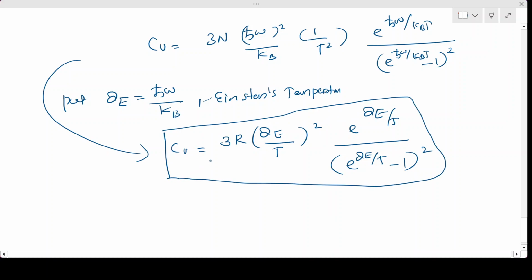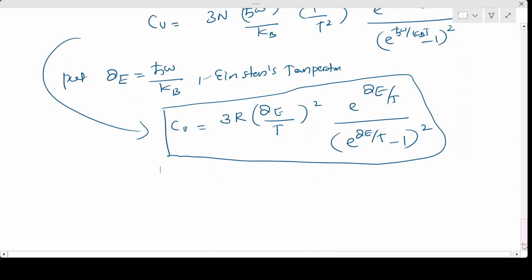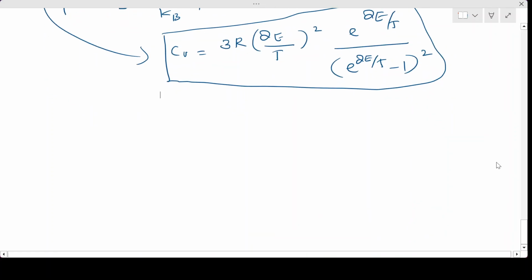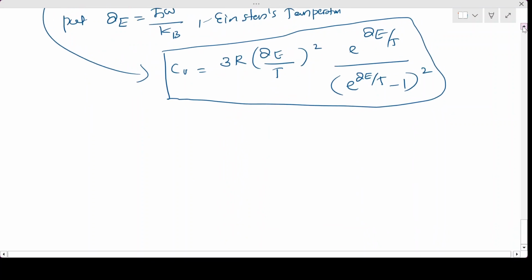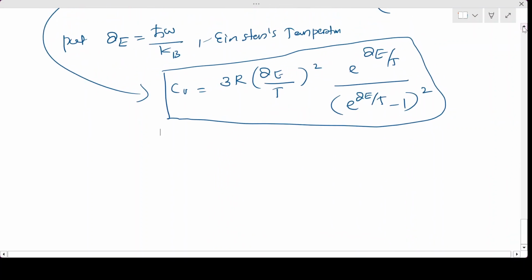Okay, so you can see that this Einstein temperature is actually a reference temperature. So with that temperature you can compare the value of your applied temperature. So this will be the representation: Cv is equal to 3R, theta E by T square, e raised to theta E by T, over (e raised to theta E by T minus 1) square.